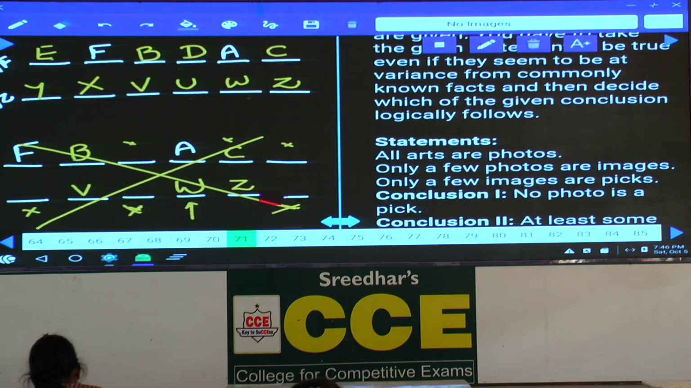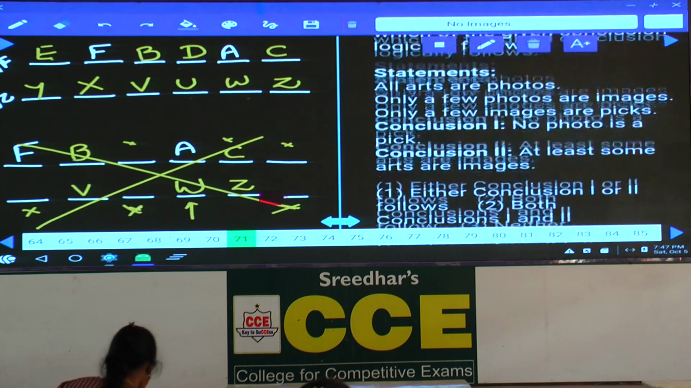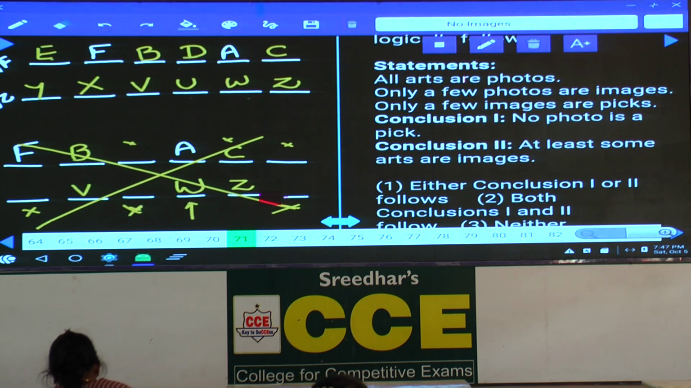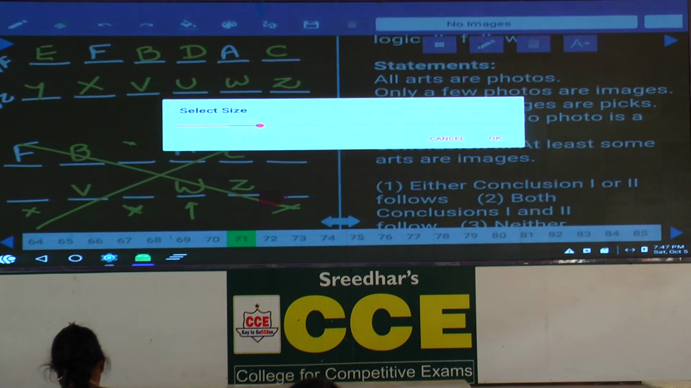Then for 71 to 75, first write down this arrangement. Then let us discuss 71 to 75. These 5 questions are based on syllogisms. In these syllogisms, there are 3 statements followed by 2 conclusions.